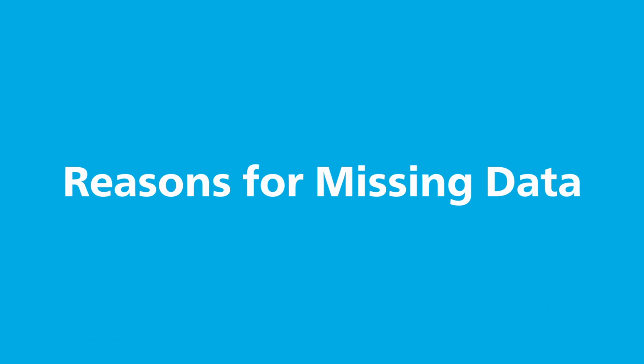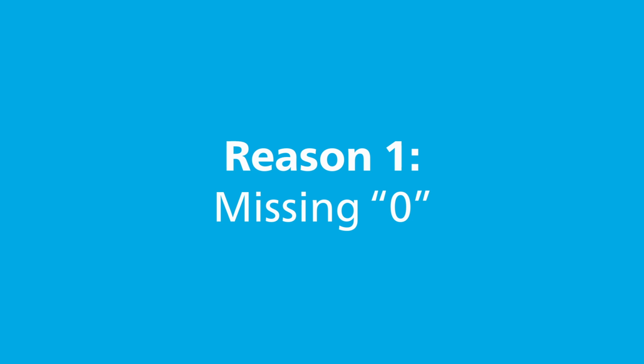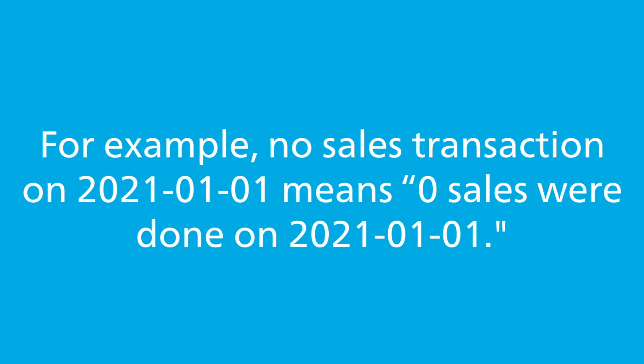There are a number of reasons why data might be missing from a time series in SAP Analytics Cloud. If data was extracted from a transactional system, the absence of a transaction for a given period may denote that the period should be associated to a 0 value. For example, no sales transaction on January 1st, 2021 means 0 sales were done.